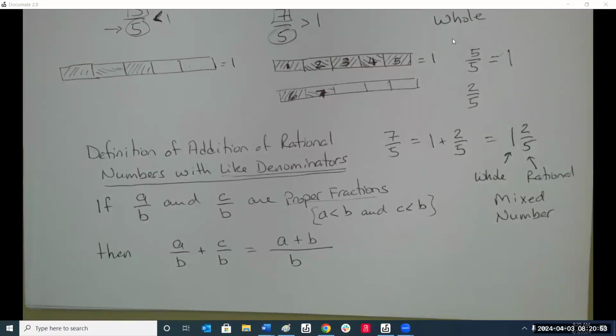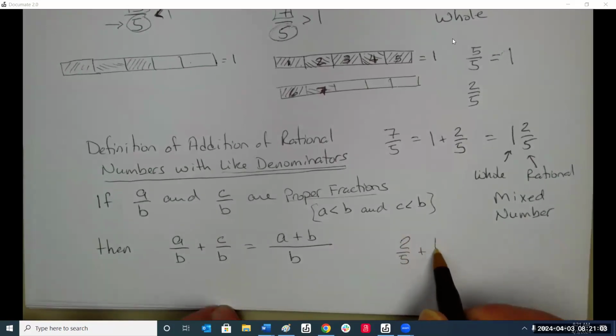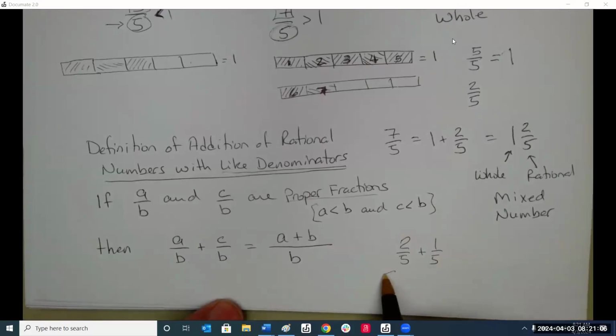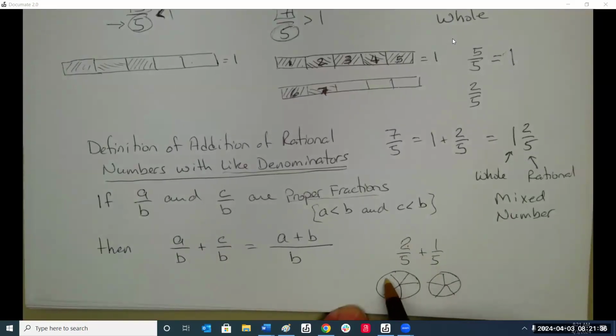How would you draw that in the picture? Because we had 2/5 plus 1/5. So here we have a pizza. We cut it into 5 equal pieces. We have another one. We cut it into 5 pieces. They're all the same size. So now that you have both of these, I took two out of the first one. I took one out of the second one.